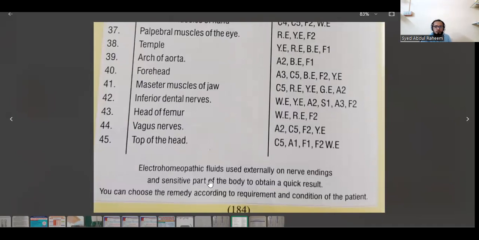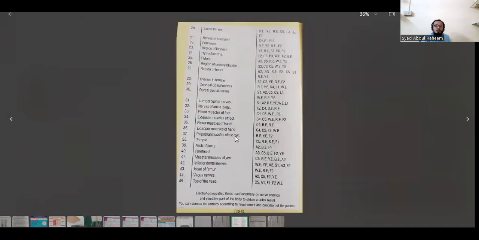Electrohomeopathy fluids are used externally on nerve endings and sensitive parts of the body to obtain a quick result. You can choose the remedy according to the requirement and condition of the patient. So these are the 45 points which we are going to talk about in detail.